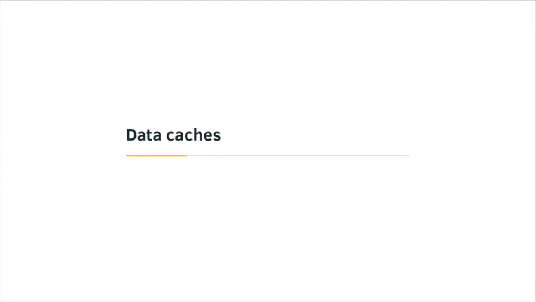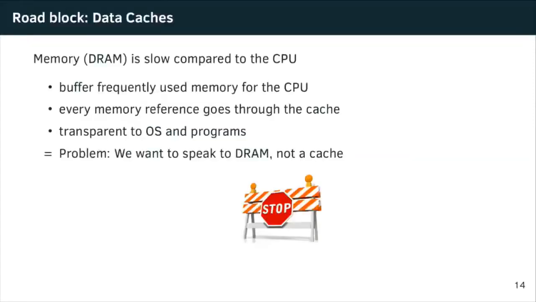Once we clear the page tables and security check, we run into the data caches. The story here is that DRAM is relatively slow to modern CPUs, and the idea with caches is that you store frequently used memory for the CPU and have every memory reference go through it. The caches are so built that they are transparent to the operating systems and to programs and to hypervisors and everything else. We here, as attackers, have a problem with caches. That is, we want to talk to DRAM because that's where we have our problem. So we need to bypass them.